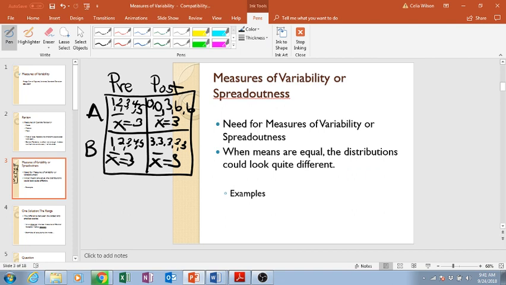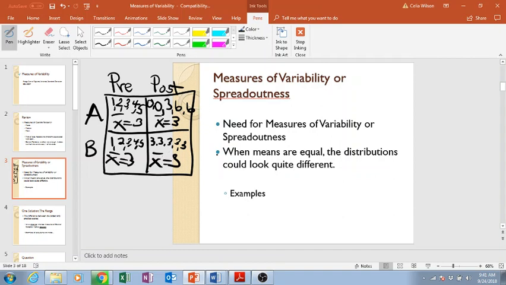Okay, so now we can see that if we are some sort of program evaluator or a person looking at these two teaching styles, we might be led to believe, just looking at the means, that style A did not differ from style B, right? Because our means were at 3 and then they stayed 3. Again, we started at 3 here in B and then we went to 3 here in the post-test. So no change, no change.